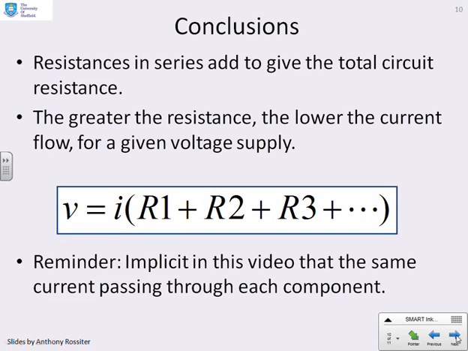So in summary, resistances in series add to give the total circuit resistance, and there's your formula. You can see I've just added all the resistances to get the total circuit resistance. The greater the resistance, the lower the current flow for a given voltage supply. And a reminder at the bottom, it's implicit in this video that the same current is passing through each component, and you could argue that's a definition of a series arrangement anyway.